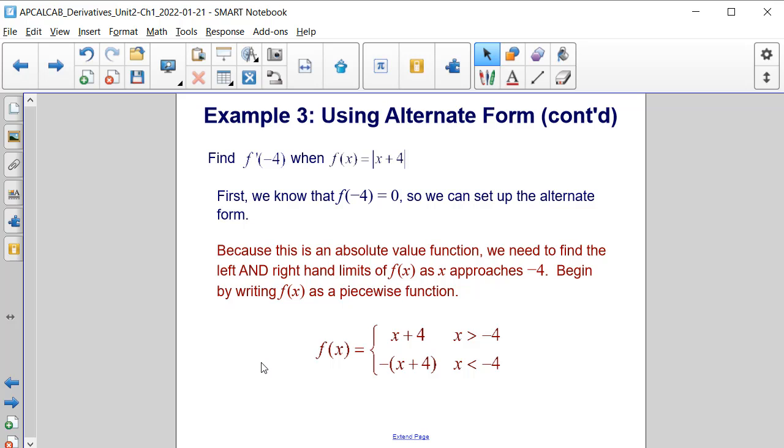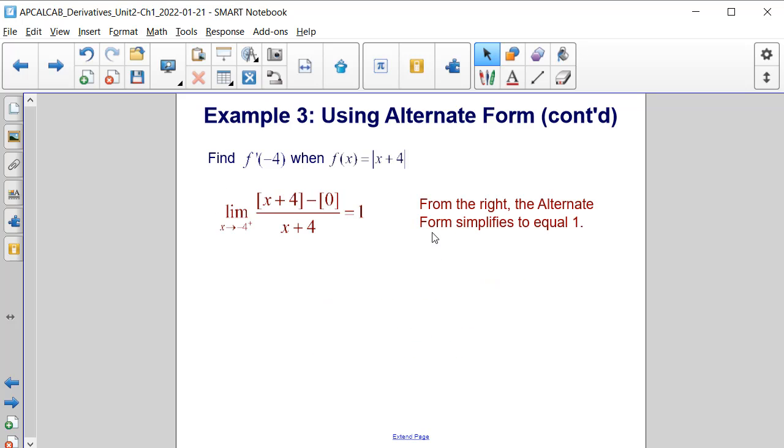Because this is an absolute value function, we need to find the left and right-handed limits of f of x as x approaches negative 4. And we begin this process by writing f of x as the piecewise function that the absolute value function is. So that's going to be equal to x plus 4 when x values are greater than negative 4, and it's going to be the negative of x plus 4 for x values less than negative 4.